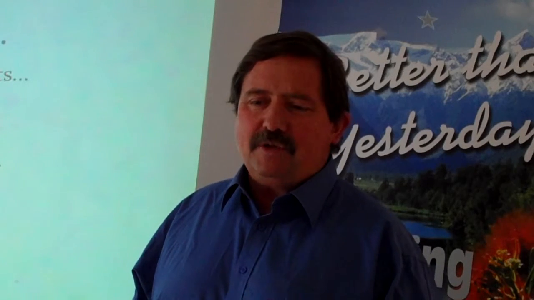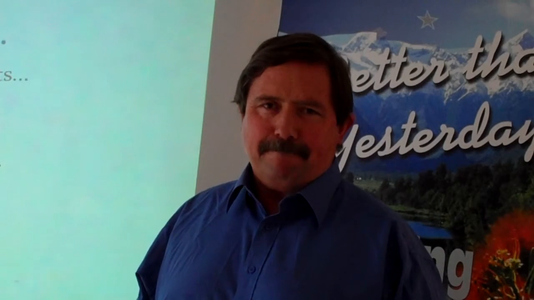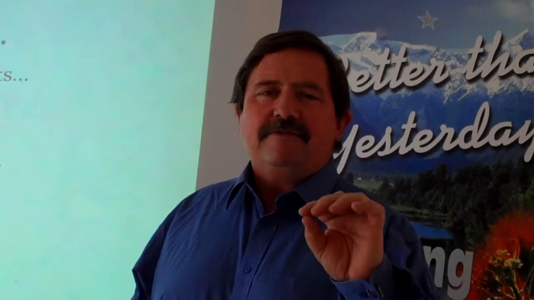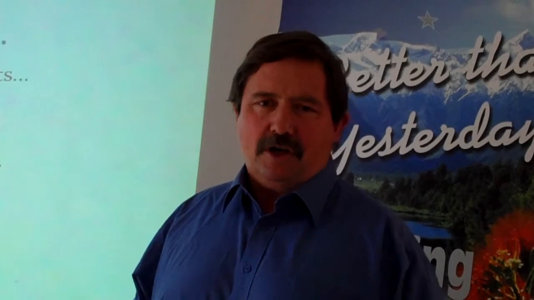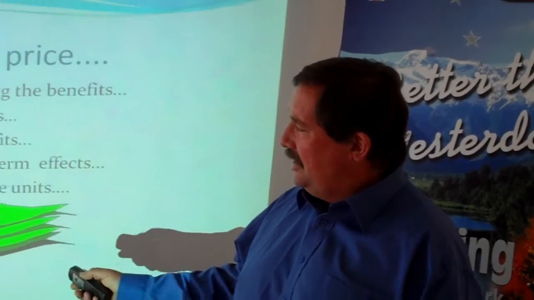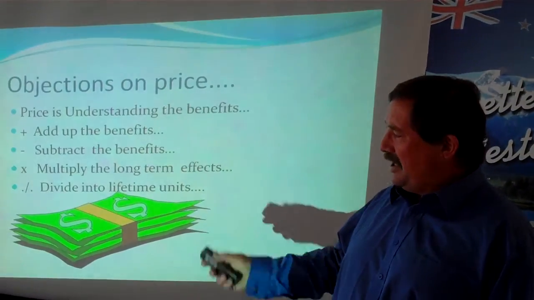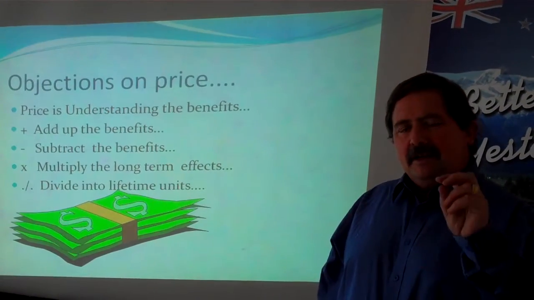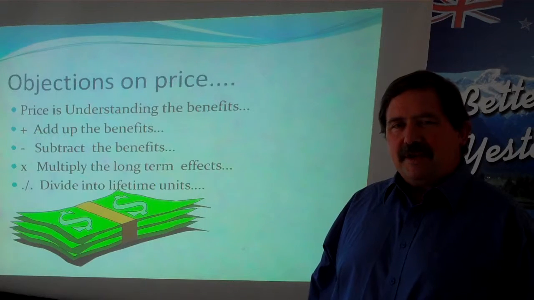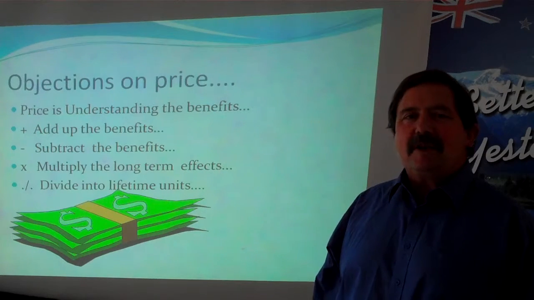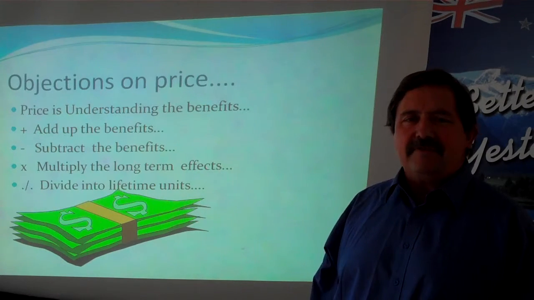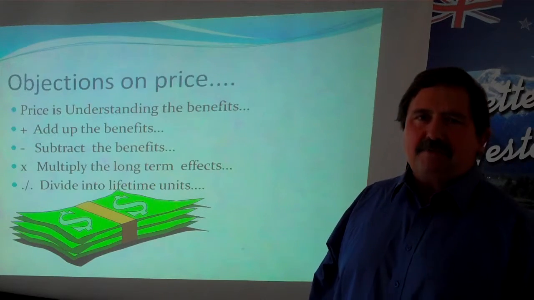Now if that doesn't work, we're down to the last one in our bucket. It's called division. Dividing into lifetime units of cost. So you can see on the screen here, addition, subtraction, multiplication and division. This is where you take your cost and you break it down. For example, an insurance policy of $100,000 worth of life cover is $1,000 premium.